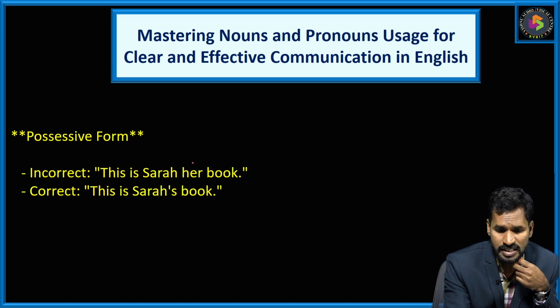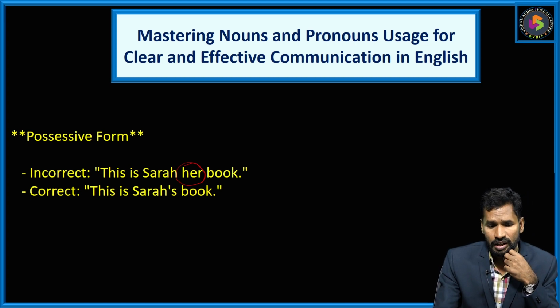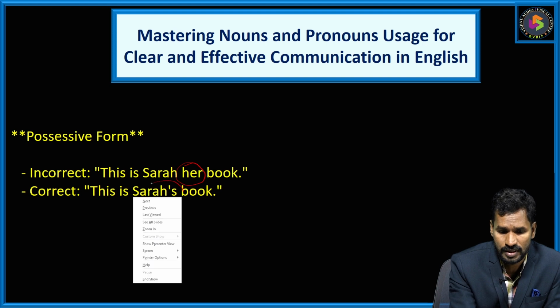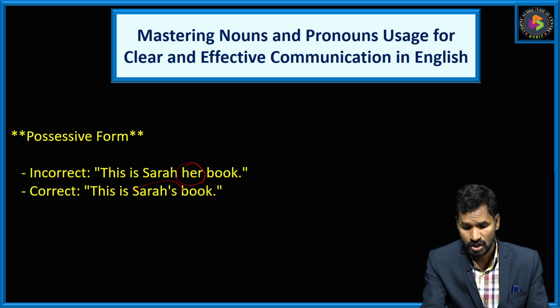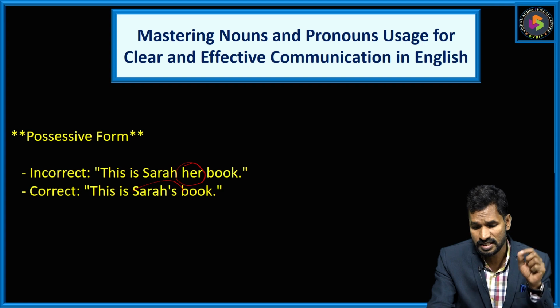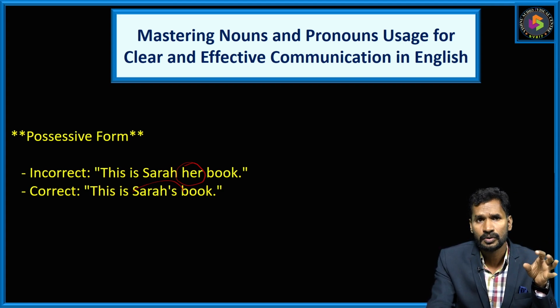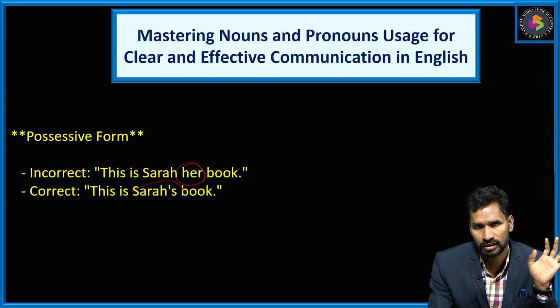Generally, this kind of mistake may not be committed. Here, "This is Sarah's book." This is the right sentence. So the correct possessive form is "This is Sarah's book," using an apostrophe s to show the book belongs to Sarah.